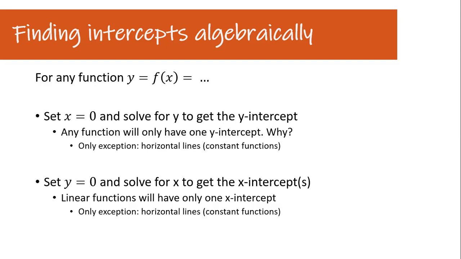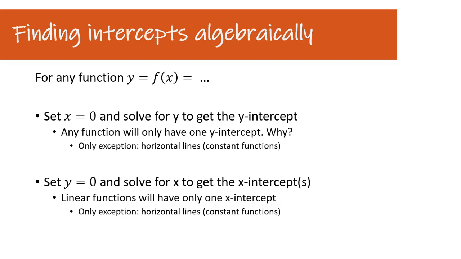Now, the only exception to these rules are horizontal lines. And horizontal lines, as we'll see at the end of one of the lessons coming up, are constant functions. A constant function means that it's a straight line going across horizontally. It doesn't go up, it doesn't go down.